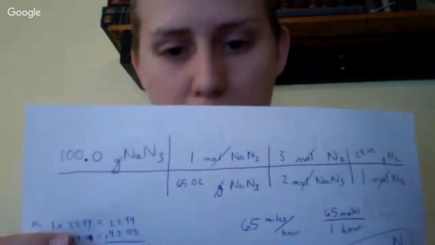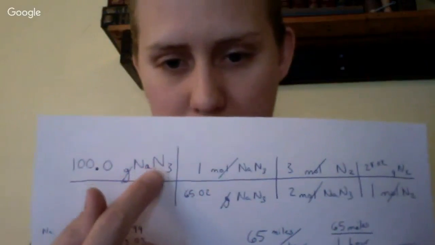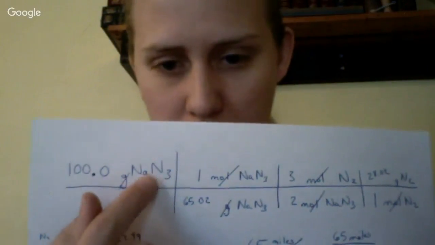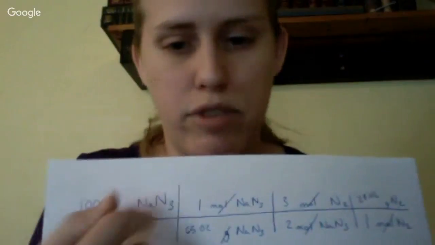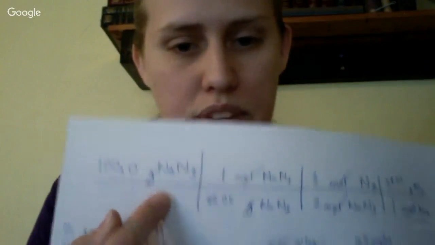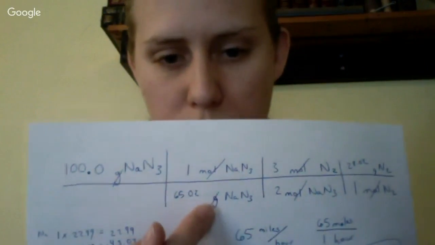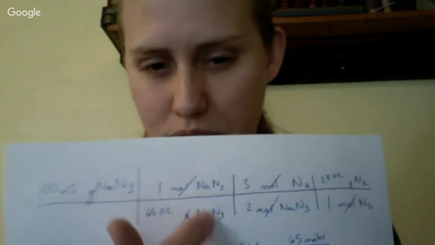The other thing I'd like to point out really quick, remember how we did our flow chart? Grams of A to moles of A, moles of A to moles of B, moles of B to grams of B. Look at your chart. This is grams of A, the first thing we start with. Doesn't matter what this is, it's the first thing we start with. That's A. Notice how we turned grams to moles, but it's still A.